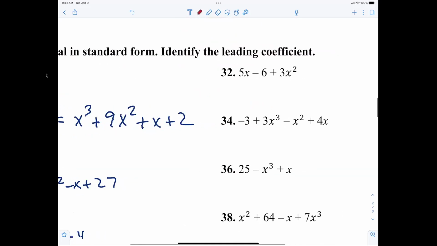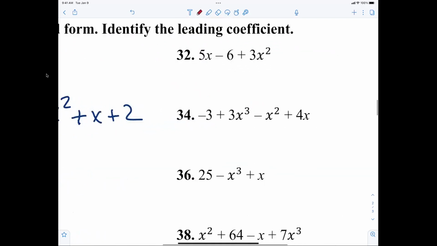All right, standard form. 32 in standard form. Who's going to give it a shot? 3x squared. Good job. Plus 5x. And then minus 6. Exactly. Now, I'm not going to ask you about the leading coefficient, but the leading coefficient is obviously 3, right? The leading coefficient is the number in front.